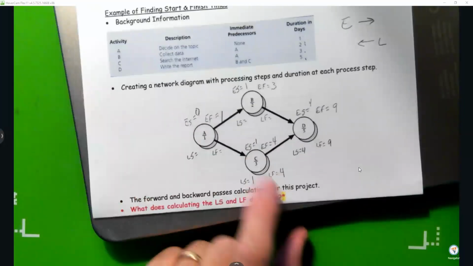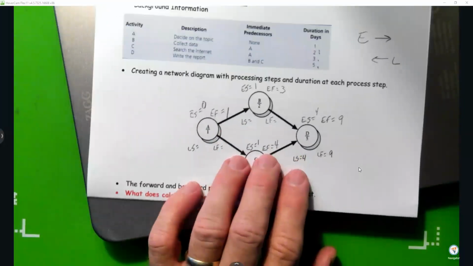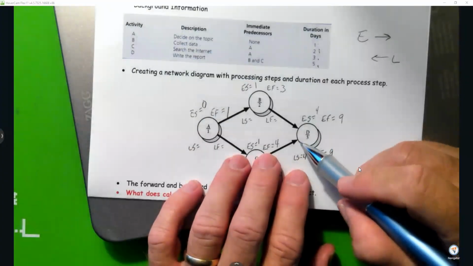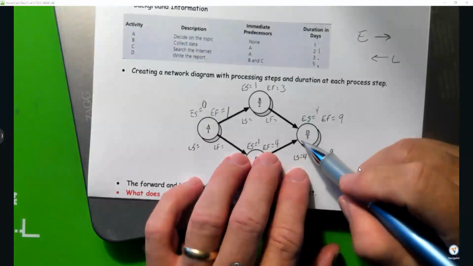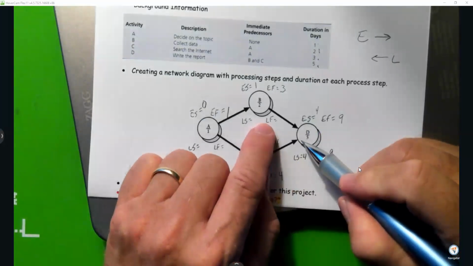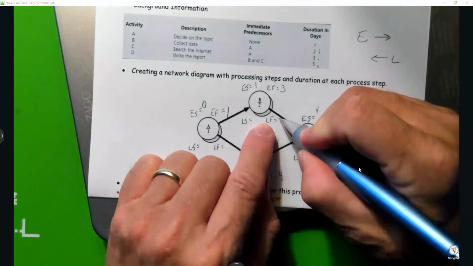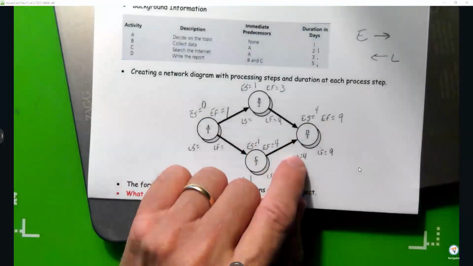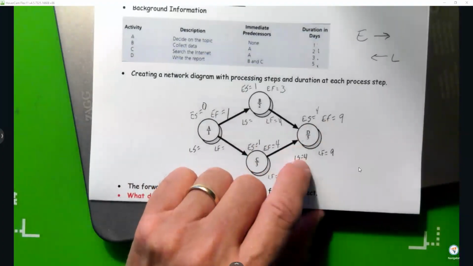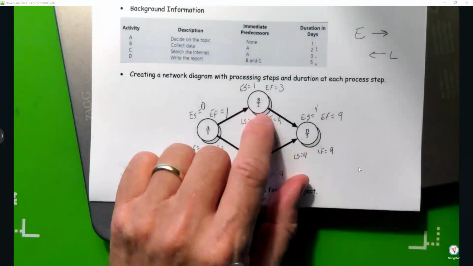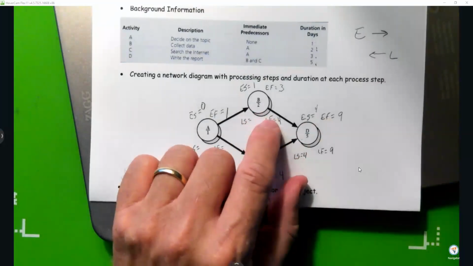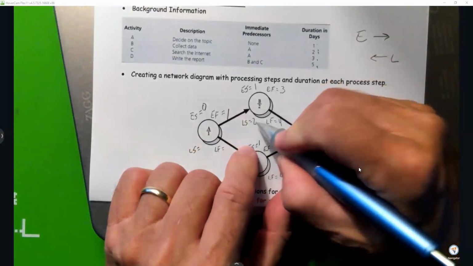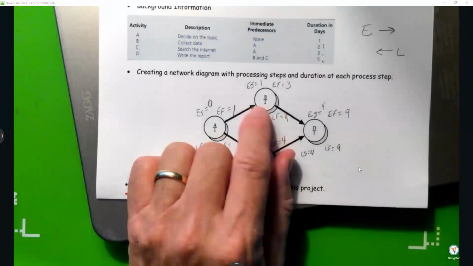You say, well, these numbers are the same. Okay, you're right. The latest I can start these is still, I need to start this activity on the fourth day. So the latest I can finish this one is on the fourth day. Because the fourth day is the latest I can start it, this has to be done on the fourth day. So I say 4 minus 2 is 2. So now our numbers are different.